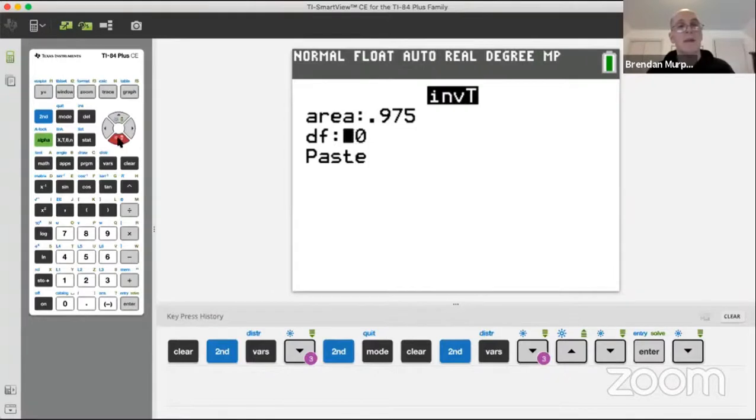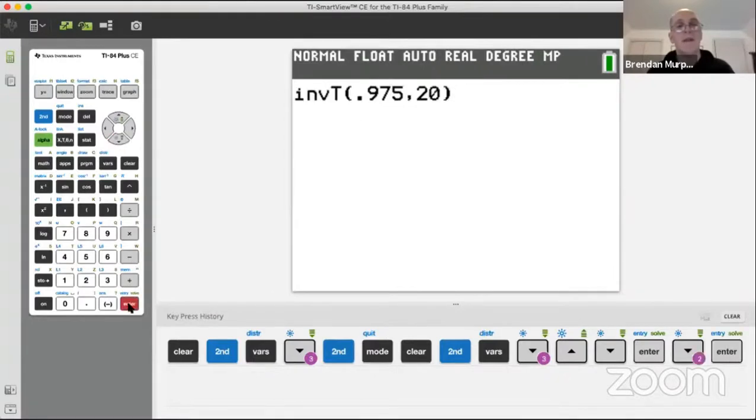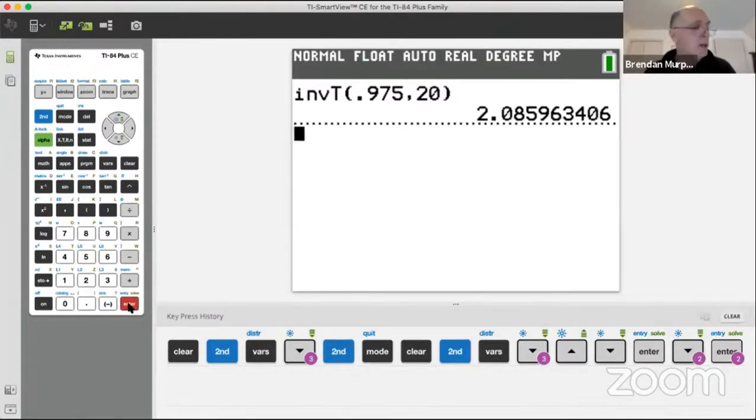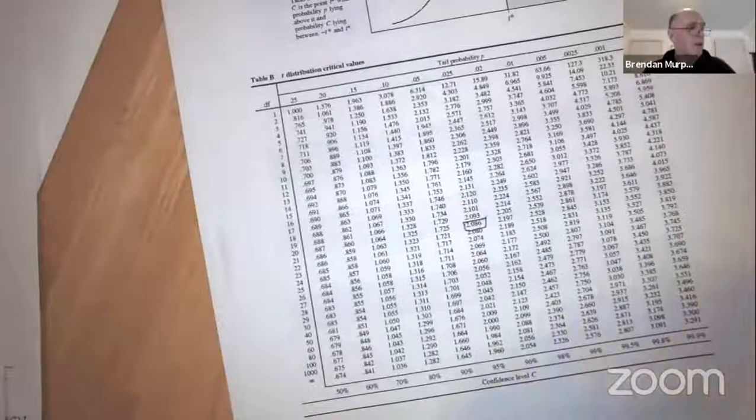So I'm going to scroll down, and that gets me back to the home screen. And you can see it's not exactly equal to the number that I got from my table, right? I got 2.086, but except for rounding error, that's pretty close, and hopefully you can see that that's the correct answer.